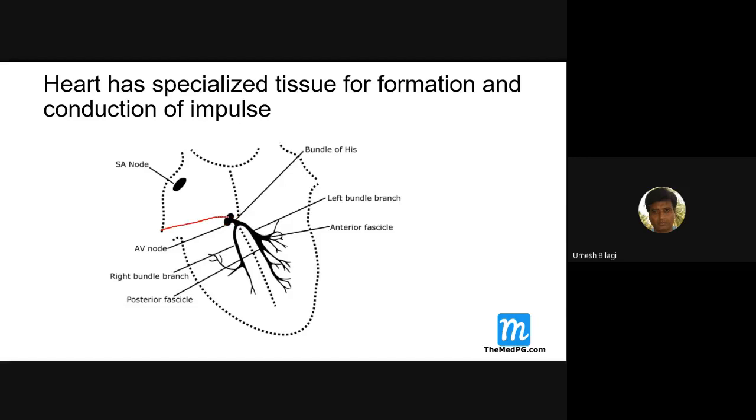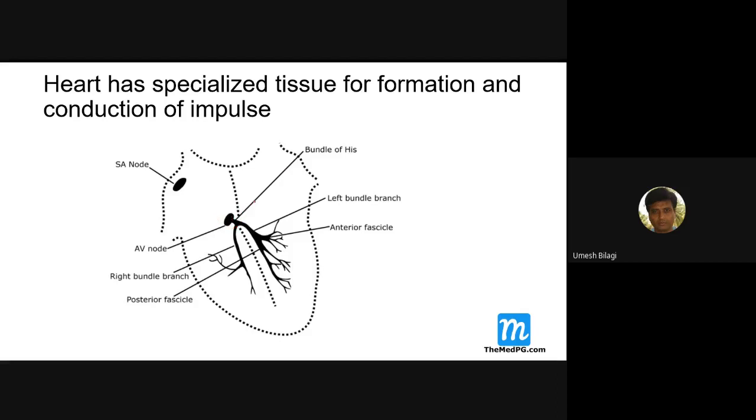So this AV node has got a lot of functions. It forms a gateway to allow the appropriate impulse from the atria to reach the ventricles. It keeps a check on that. It doesn't allow too many impulses to go into the ventricles. So it is a sort of a filter or a guard to the ventricles. That is the basic function of the AV node.